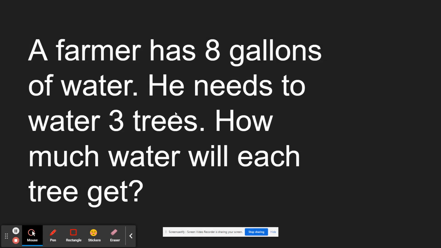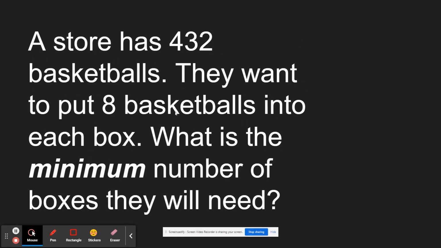You're splitting it equally. So you need to think what's being shared, 8 gallons of water, over how many things are sharing it? 3 trees. So it'd be 8 over 3. And then you would change that into a mixed number. So that would be divide.